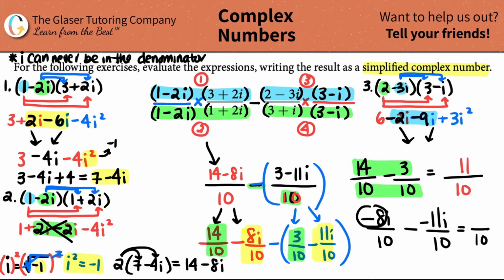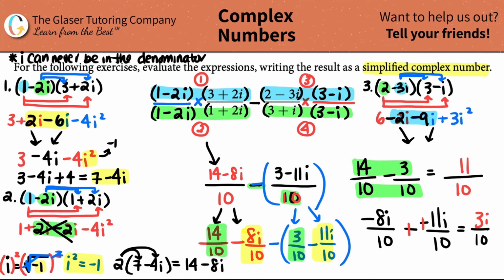And then negative 8 minus a negative 11. Keep change. So this is negative 8 plus 11. So 8, 9, 10, 11. So this would be a 3i. So now I'm just going to simplify this.